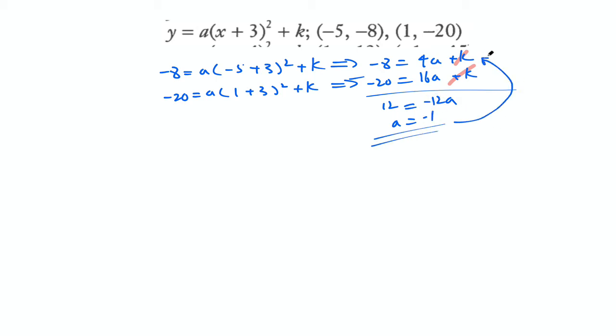Let's plug this back into the first equation. Then you get -8 = 4(-1) + k. This is -4, so adding 4 to both sides, you get -4 = k.